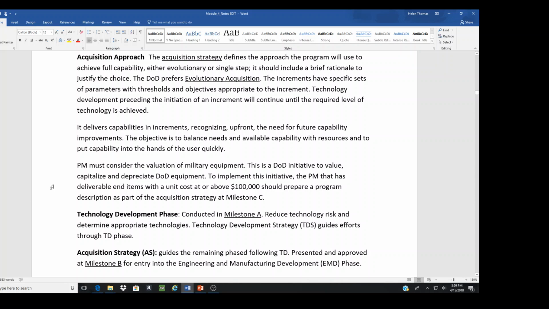So the program manager must consider the value of that military equipment. We've got to have a price on it so we can determine the market value. This is a DoD initiative to value and depreciate that equipment. So from cradle to grave, from the time I create it to the time it's destroyed, what is it going to cost me to sustain it and to destroy it? The PM with a deliverable end item with a unit cost at or above $100,000 should prepare a program description as part of the acquisition strategy at Milestone C.